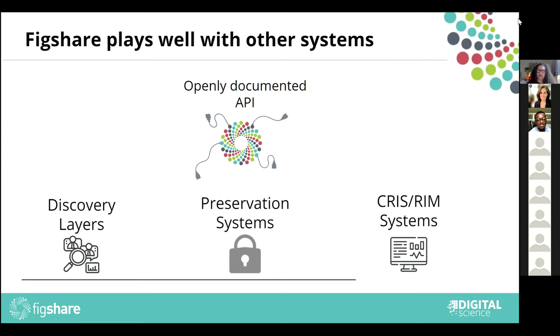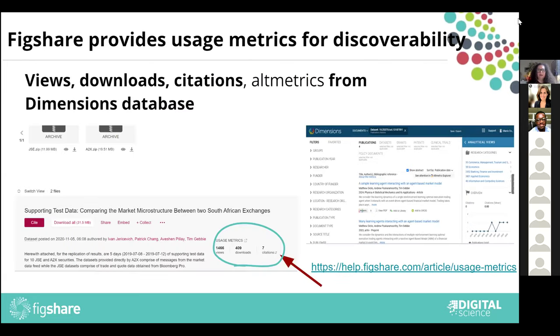We do a lot of integrations, or people can do a lot of integrations, let's say, using Figshare and the systems that they use in universities. We also provide, and this is very, very useful for researchers, metrics for discoverability. We use the Dimensions database, which is our sister company as well, to showcase views, downloads, and citations. You have an example there of an item, how the item displays in Figshare, and the metrics in there.